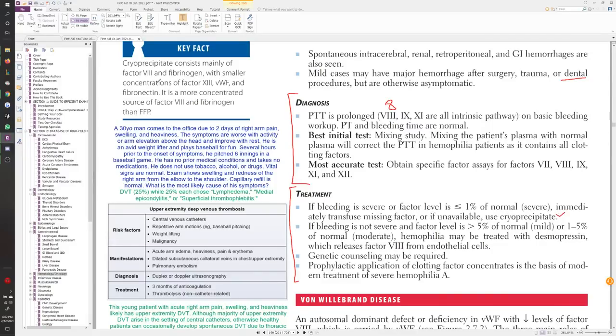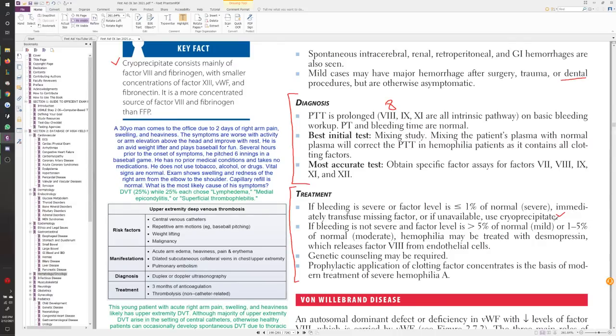So what is that? Here they tell you, cryoprecipitate consists mainly of factor 8 and fibrinogen, with smaller concentrations of factor 13, von Willebrand factor, and fibronectin. It is a more concentrated source of factor 8 and fibrinogen than fresh frozen plasma. So you're going to have both answer choices there. But fresh frozen plasma was the better answer choice for quickly reversing warfarin toxicity.